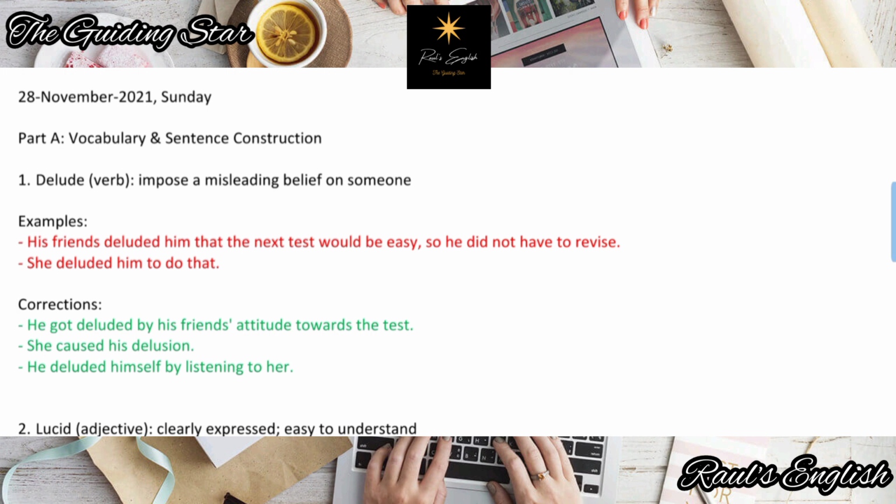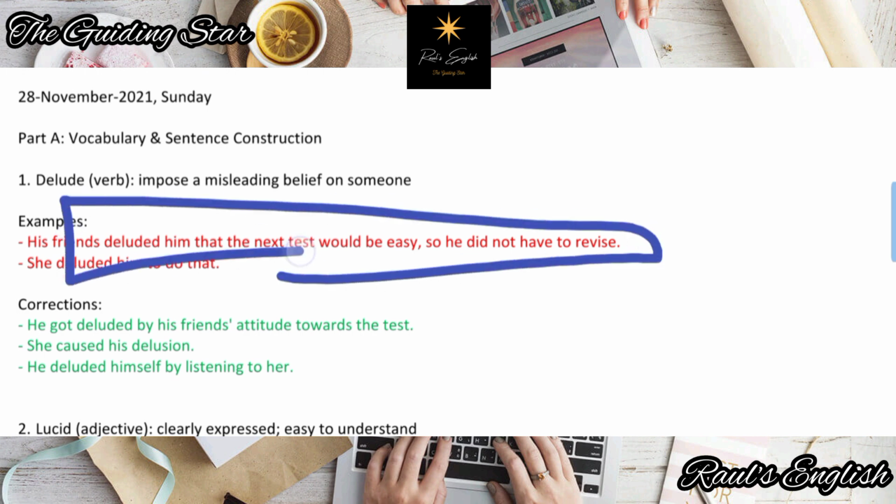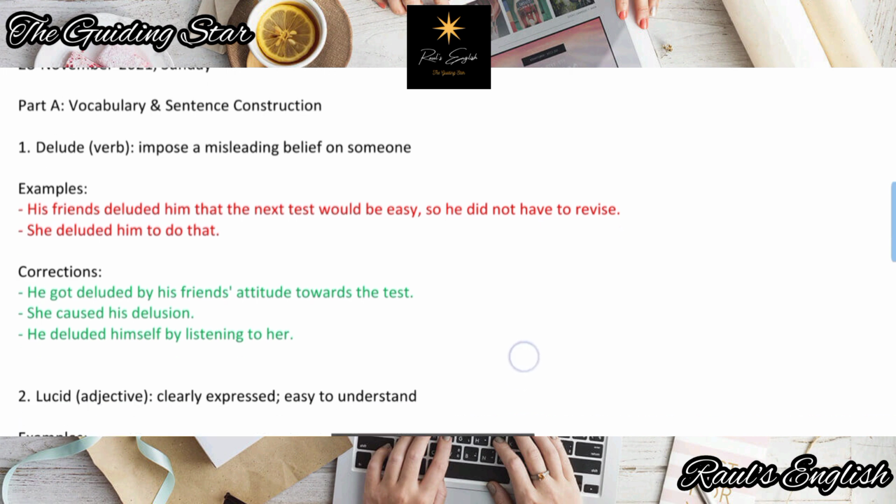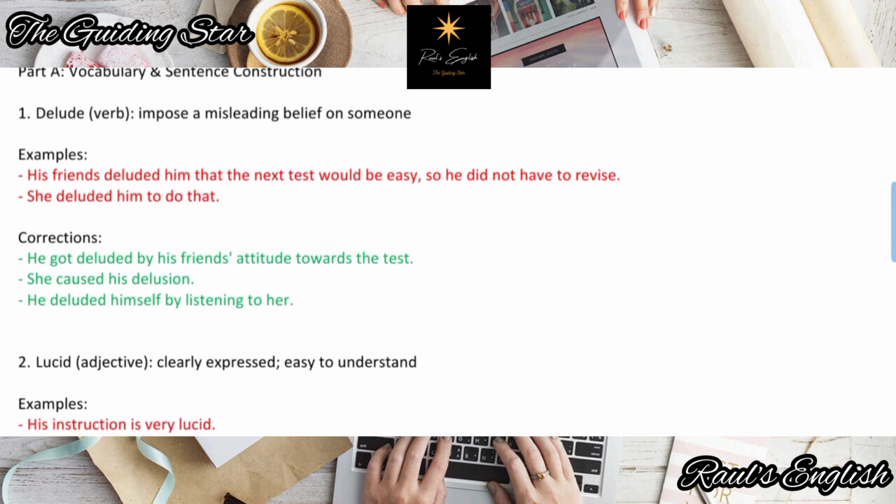So let's see the example. His friends deluded him that the next test would be easy, so he did not have to revise. Alright, good sentence, but again, deluded used directly. She deluded him to do that. Again, same problem. Deluded used directly. So let's see how we can improve these sentences, how we can correct them, whatever.